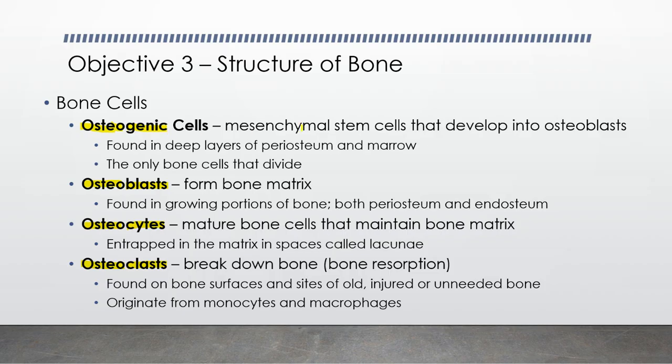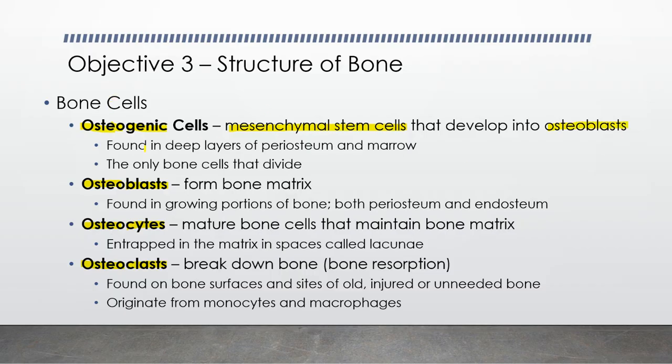And so osteogenic cells are actually your stem cells. Remember that your bones come from the mesenchyme, which is in the mesoderm, the embryonic tissue layer. Your mesenchymal cells are going to form all of your connective tissues. And so specifically, your bone is going to come from your osteogenic cells. And these are the ones that are going to become the osteoblasts.